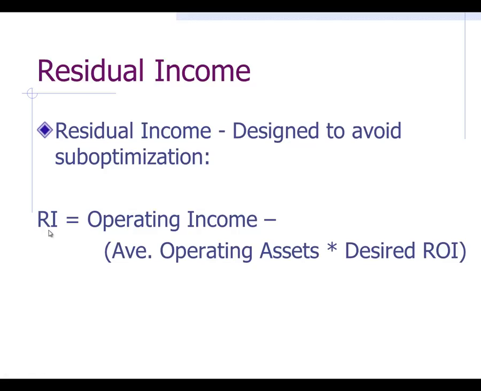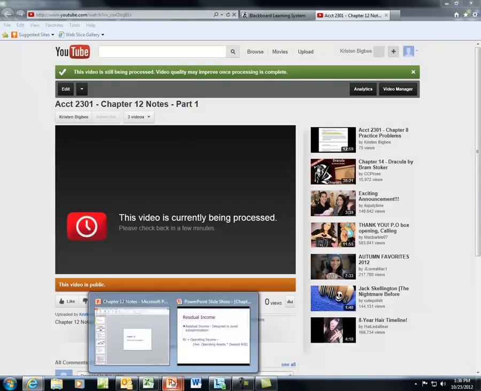And the residual income is the amount of income that is over and above what the minimum is. Okay, so you're going to have a minimum requirement. If the operating income is greater than that, that means you have extra. You're making income over and above what the company desires, which is a good thing. So as long as the residual income is a positive number, then that means that it is a good investment. It means that the investment is earning above and beyond the desired amount.